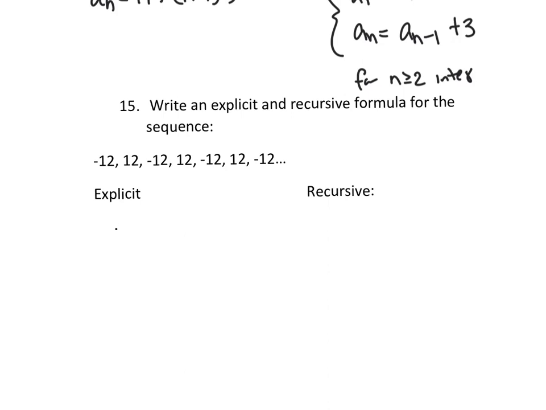So the explicit formula is the first term, which is -12, times the common ratio, which is -1, to the n-1 power. Now I put -1 in parentheses because it's going to make a difference if this is a negative or a fraction, you're taking it to a power. And then the recursive formula is going to be 2 lines.